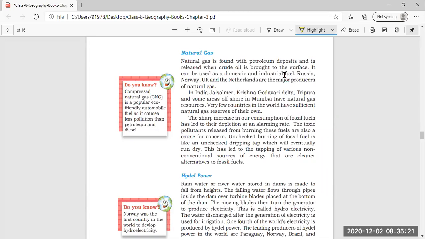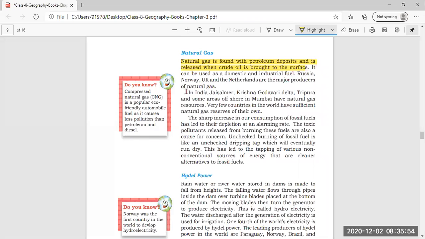Natural gas is found with petroleum deposits and is released with crude oil when crude oil is brought to the surface. So you can underline this. It is found only with the petroleum deposits, and it is released when crude oil is brought to the surface, meaning pure oil without any mixture, as whatever it is in the formation, it is taken out and brought to the surface.